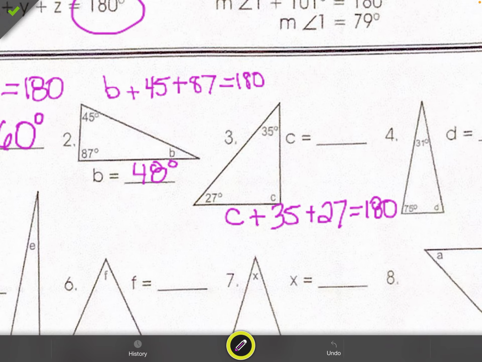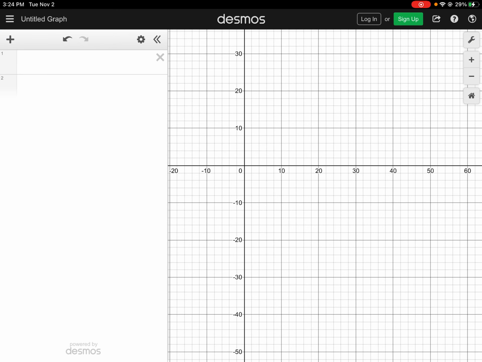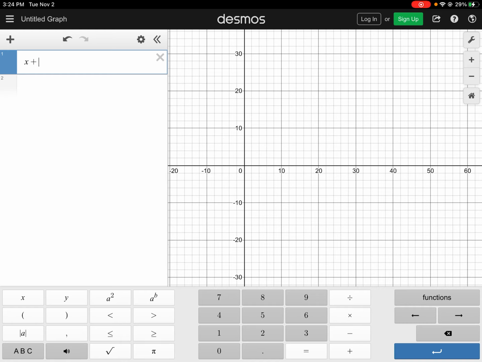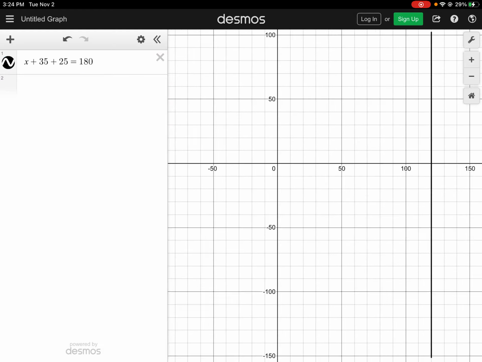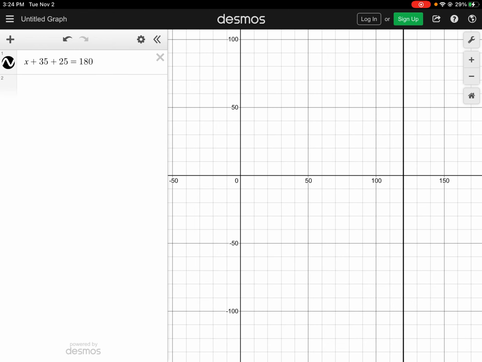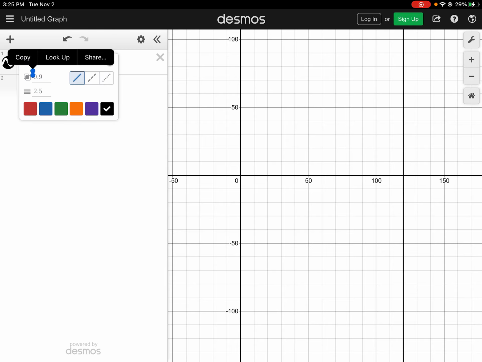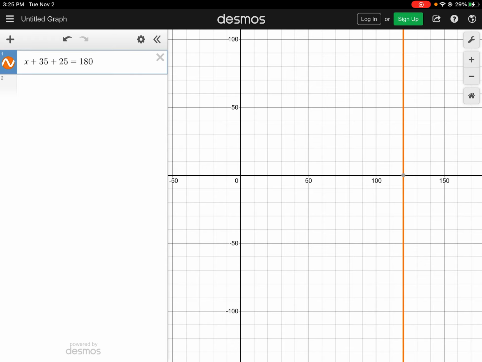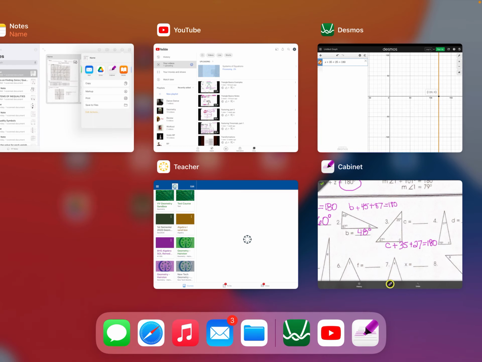Pop to Desmos, type it in, let Desmos do the hard part. C plus 35 plus 27 equals 180. Let's see, not zoomed out. Oh, there it is. It's way out here. It took me a minute, and the black is a little hard for me to see. You can change the color if you tap and hold that circle. So I'm going to make it orange so I can really see it. If you can't see it, double tap. So that actually comes out to be 120.